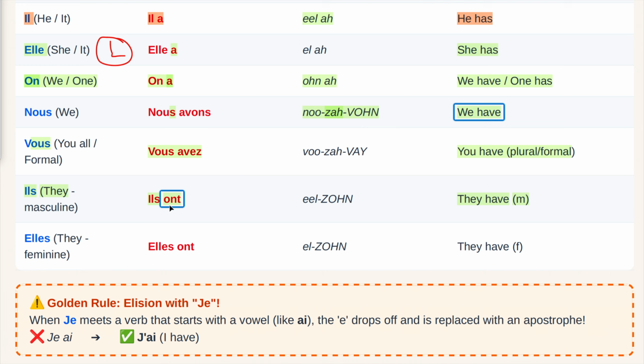So it becomes ils ont, they have ils ont. And for the feminine it also becomes L, like I told you here. Again it's ELLES, because you don't have to pronounce the S here, but when you are speaking continually it becomes elles ont. Elles ont means they have.